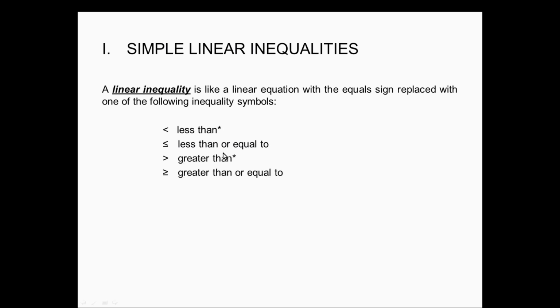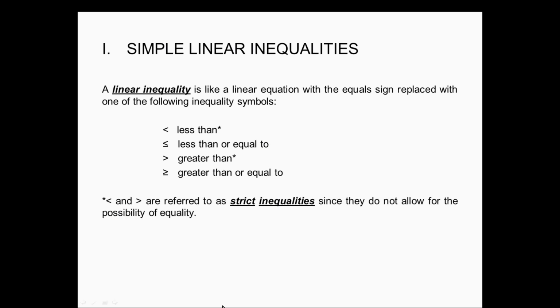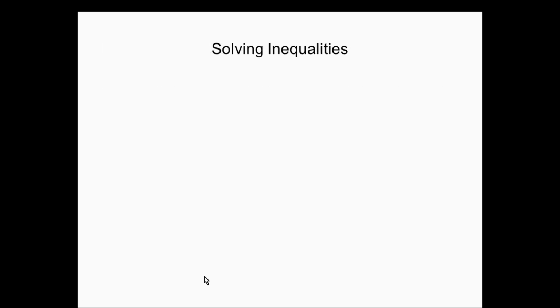These two that I put the asterisk by, the less than and the greater than, are called strict inequalities, since they do not allow for the possibility of equality. In interval notation, those are the ones where you would use a parenthesis. The ones with the possibility of equal to are the ones where you would use the bracket if you were writing interval notation.